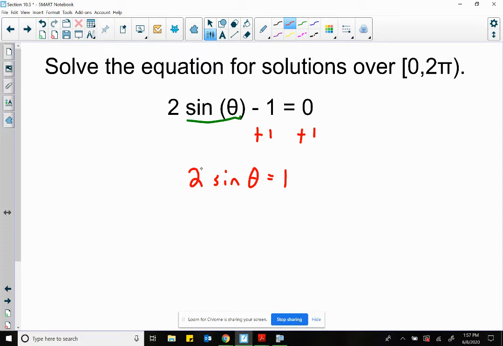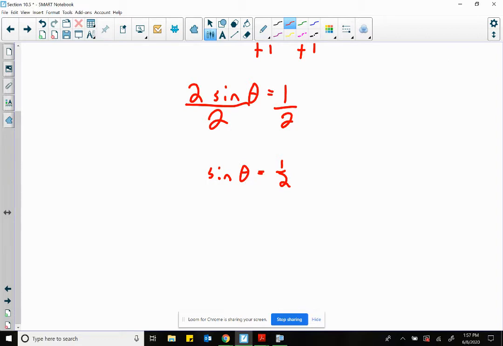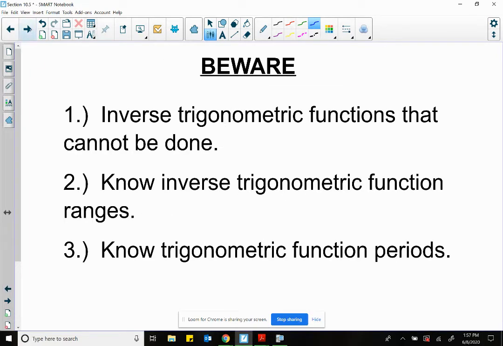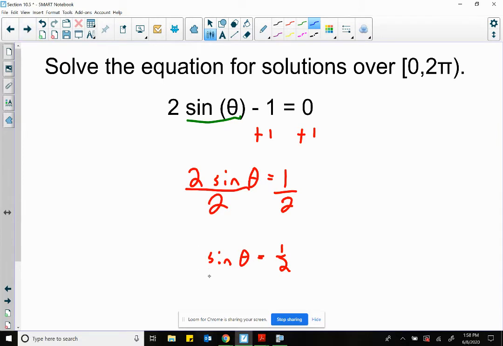How do I get sine by itself? How do I get rid of this multiplication? Divide. So divide by 2, divide by 2. So sine theta equals 1/2. So in order to figure out what theta is, because that's what we're solving for, how do I get rid of sine? Just like what I told you, once we get that isolated trig function, we're going to be using inverse trig. So now that we have sine by itself, how do I get rid of the word sine? I do the inverse sine.